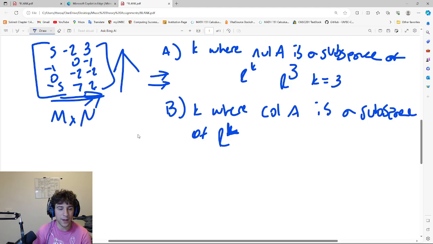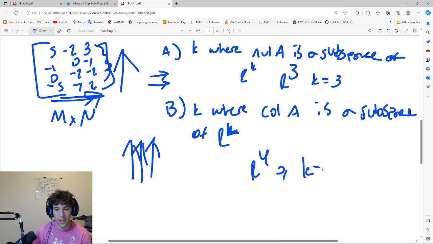For the column space, we're looking at it this way, and we see it has 4 values. So it has to span R4. Therefore, k is going to be equal to 4.